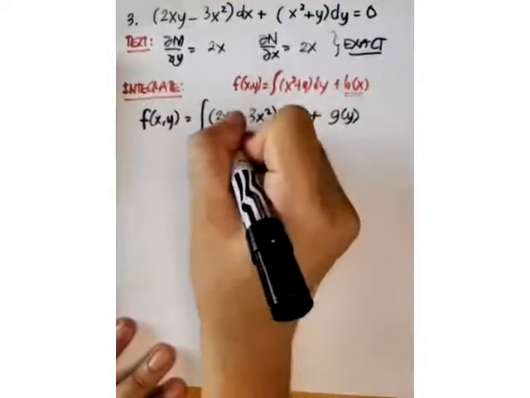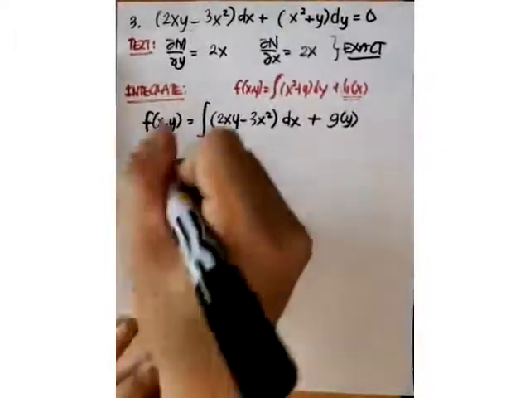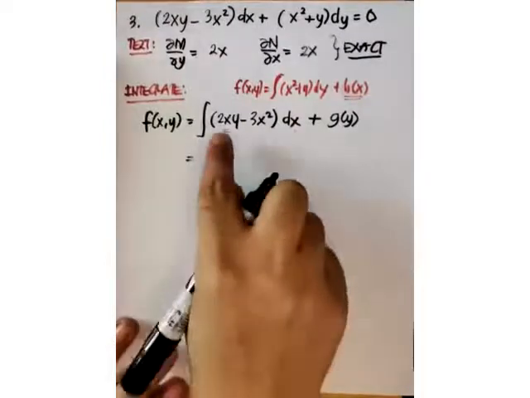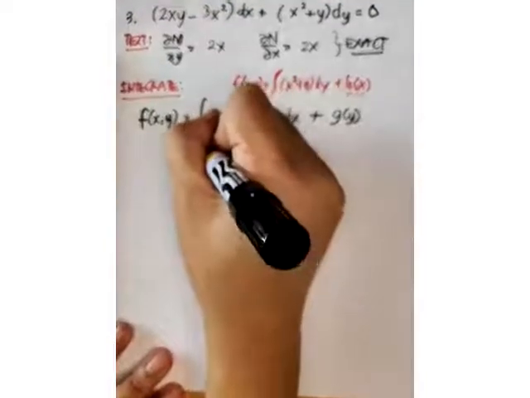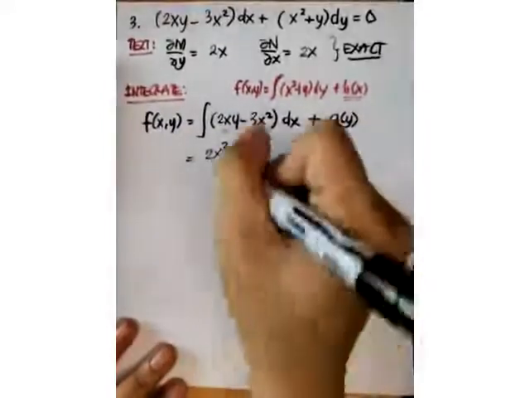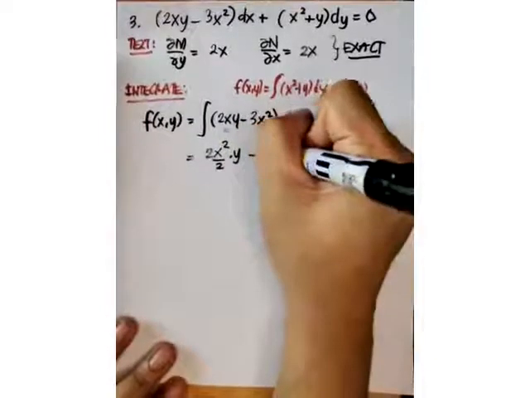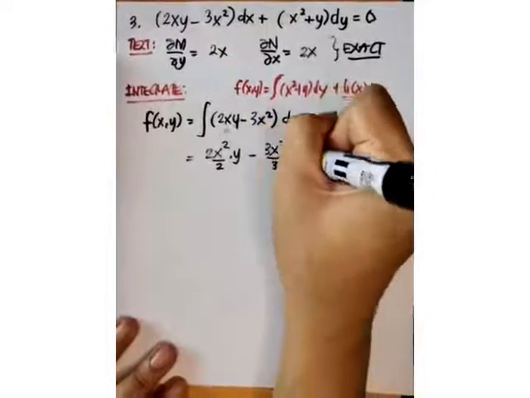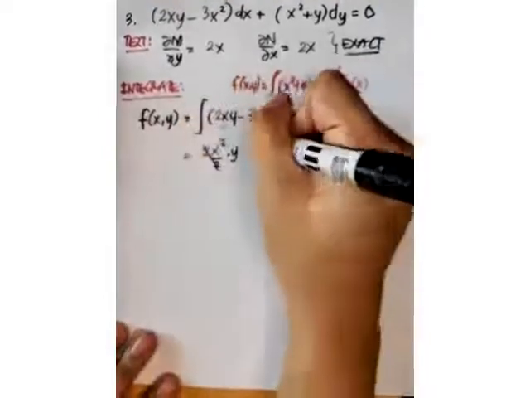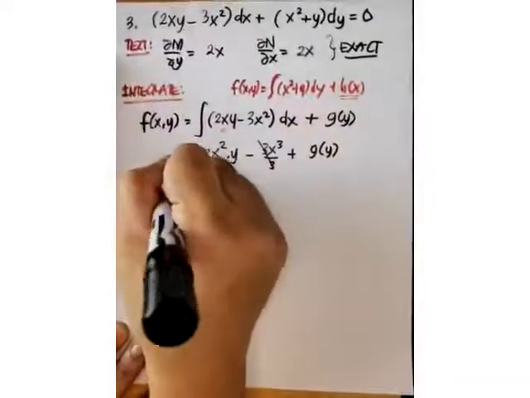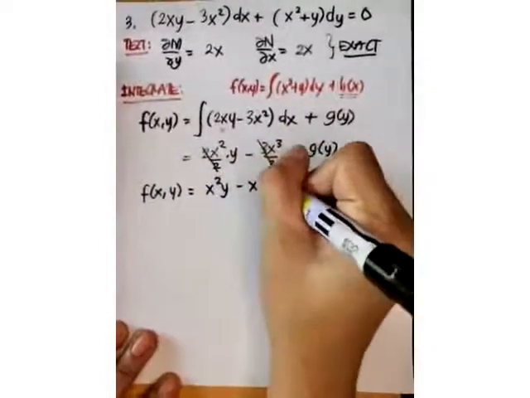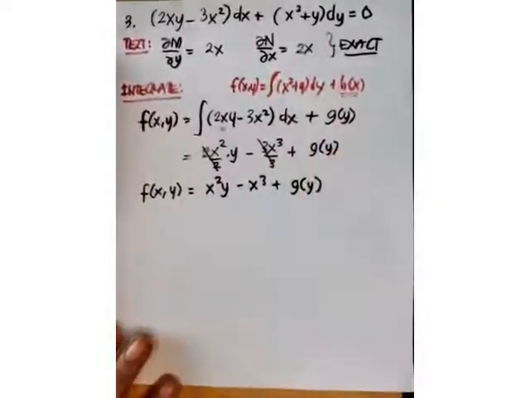Okay? So, and then you just integrate. Partial integration. Since ang ni-integrate natin ay x, yung y natin will act as constants. Okay? Ang integrate lang natin yan dito is yung x. So therefore, that's equal to the integral, 2x squared over 2 times y. Okay, minus 3x cubed over 3 plus g of y. Okay. So if we simplify, yung f of xy natin ay x squared y minus x cubed plus g of y.